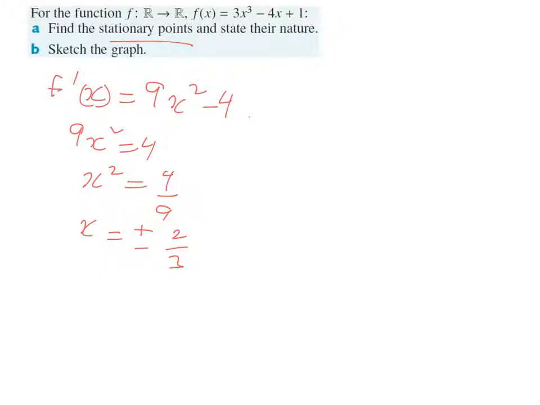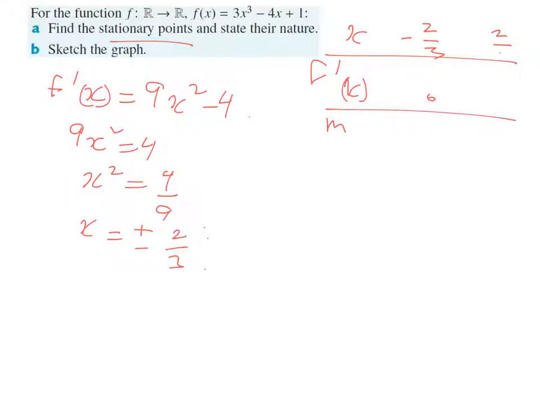So what we do with that, we need a table. We have a table with x. We have a table with f dashed of x. And then from there we have a gradient, what it looks like. So what we're going to do, we're going to pick these two values and some extra ones. So we know that at negative 2 over 3 we have a 0 gradient, and then at 2 over 3 we have a 0 gradient. What we need to find is a value on either side of this and either side of this, to give us an idea as to what it is.